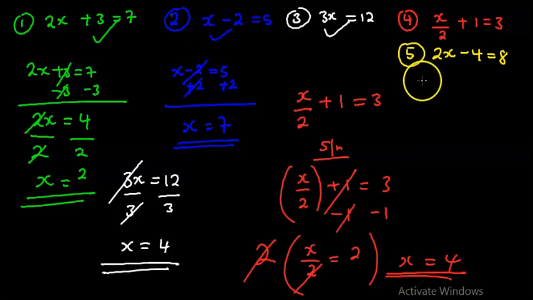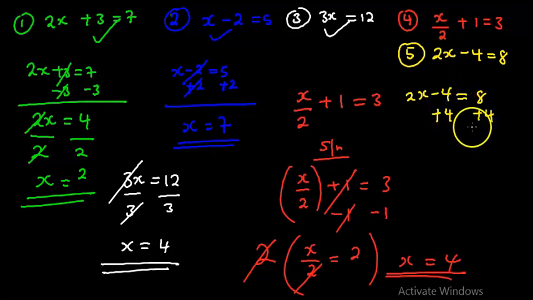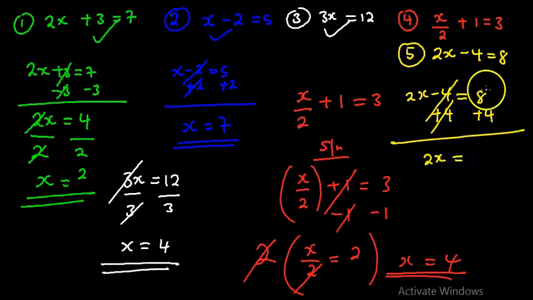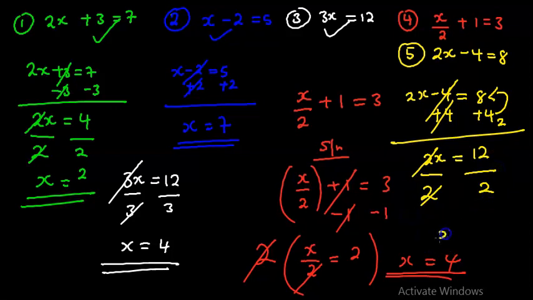So the last one, which is 2x minus 4, and this is simply going to be 8. The first thing we need to do is to add 4 to both sides. Since this is negative, we're going to make it positive. Therefore, this is going to be positive 4, positive 4. This will cancel out. We're going to be left with 2x equals 8 plus 4, which is going to be 12. Divide both sides by 2. This will cancel out. The value of x is simply going to be 6, because 12 divided by 2 is simply going to be 6.